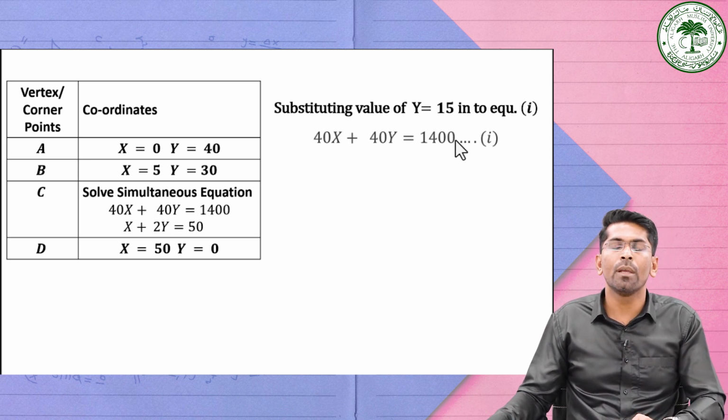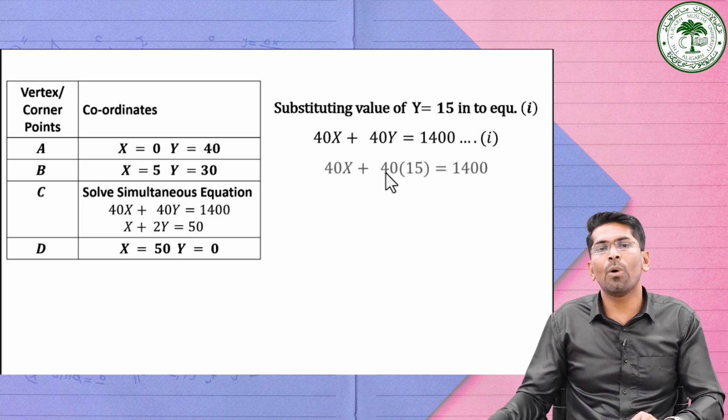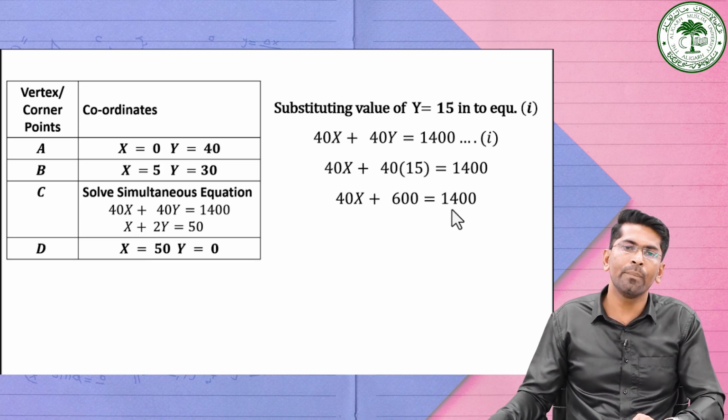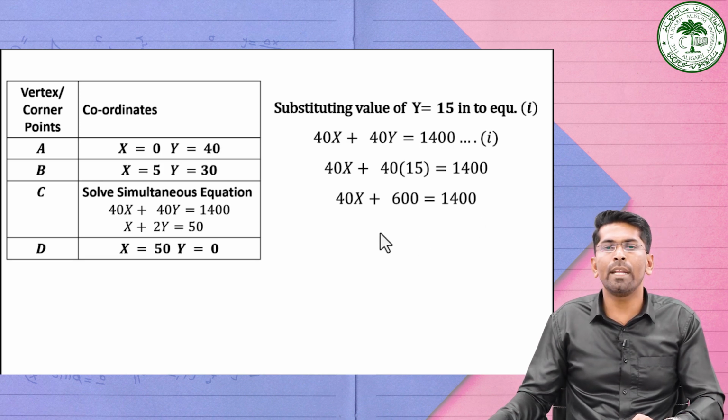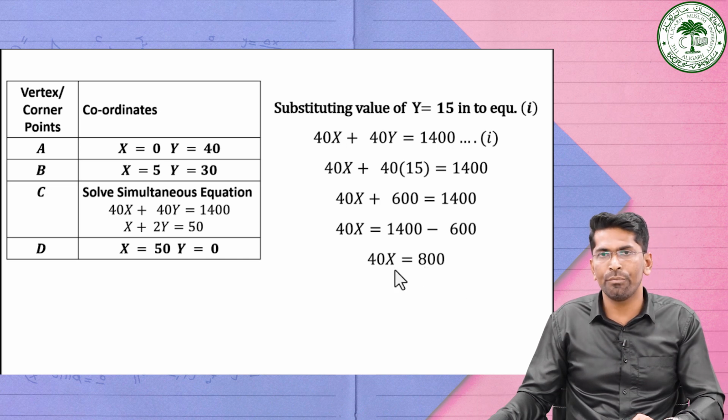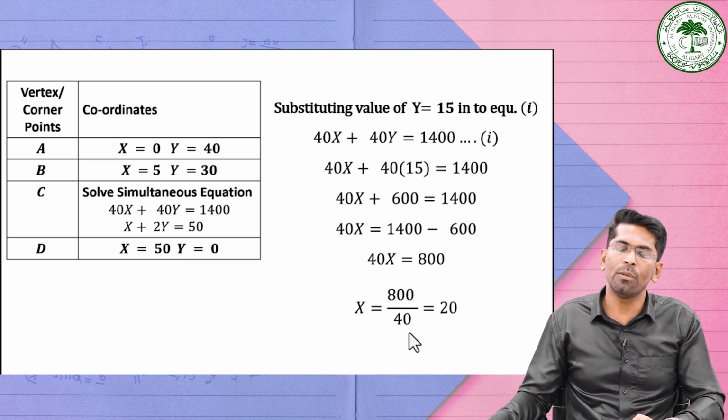Then equation number 1 is 40x plus 40y equal to 1400. Substituting y equal to 15, instead of y we put 15 here. Simplifying, it is 40x plus 600 equal to 1400. Subtracting 600 from both sides, 40x is equal to 1400 minus 600, which is 800. Dividing both sides by 40, we can isolate x, which is equal to 800 divided by 40, which is 20.